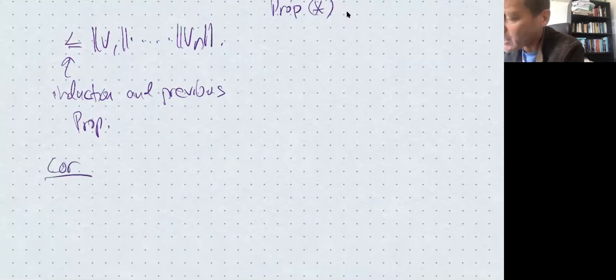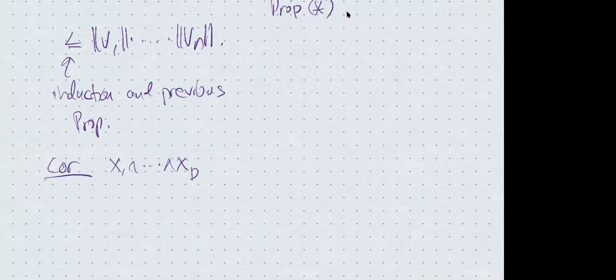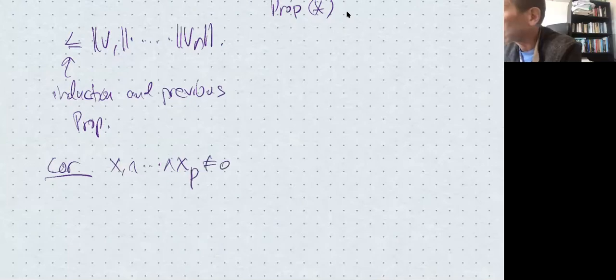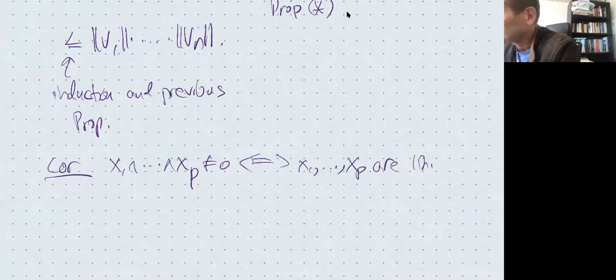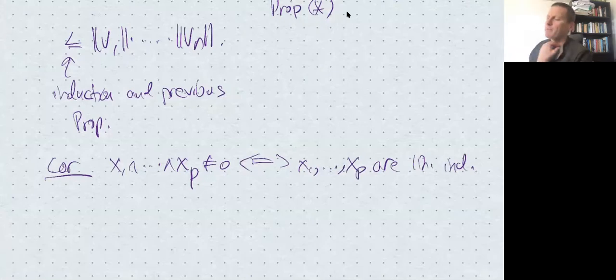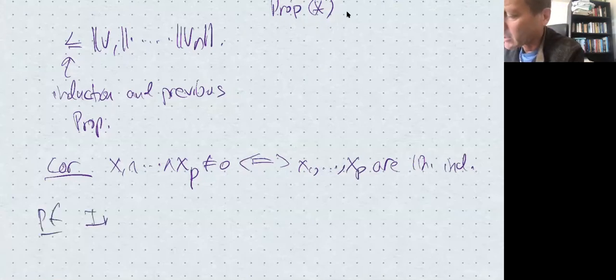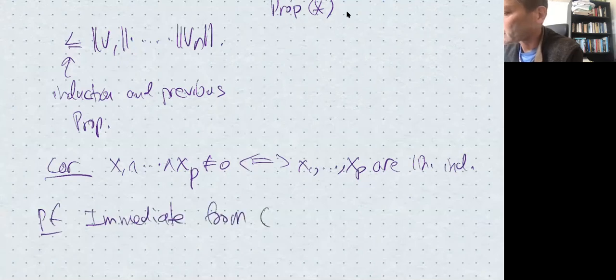So when does this product vanish? It's not zero if and only if x1 up to xp are linearly independent. And I claim that this follows immediately from star. Let's just think about this for a moment. I won't write anything down, but let's think about this for a moment.